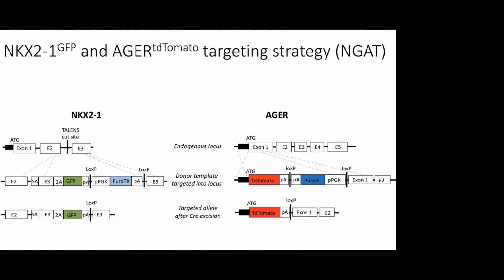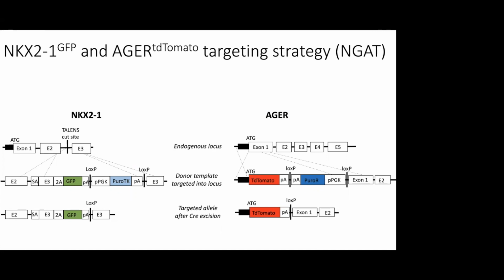And so to that end, I have generated a reporter iPSC line. So this line carries an NKX2-1 GFP for tracking lung epithelial progenitors. And then I used CRISPR-Cas9 to target the tdTomato to the start site of AGER to be able to track these iAT1-like cells.